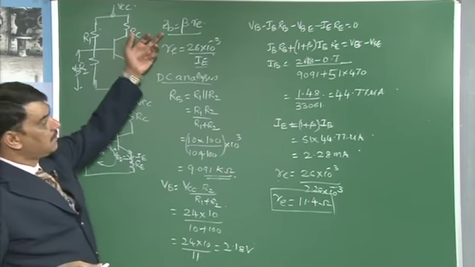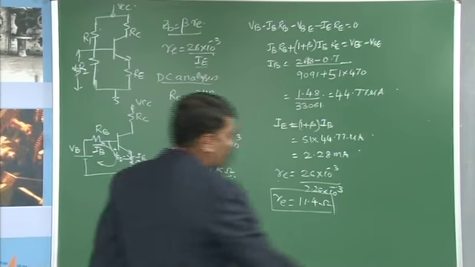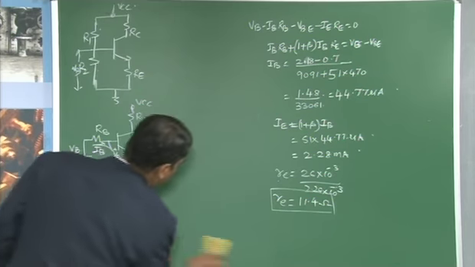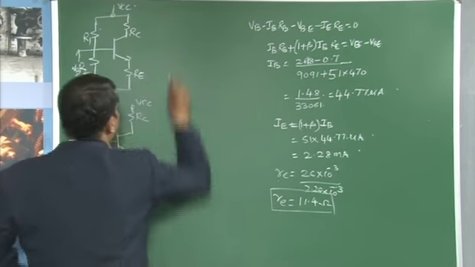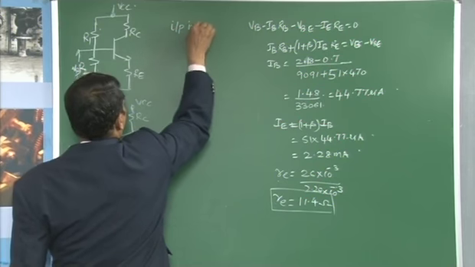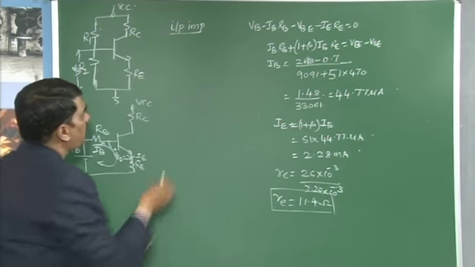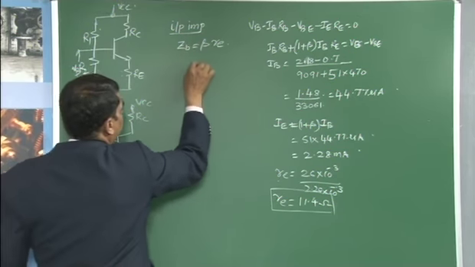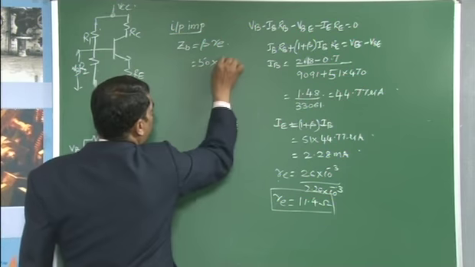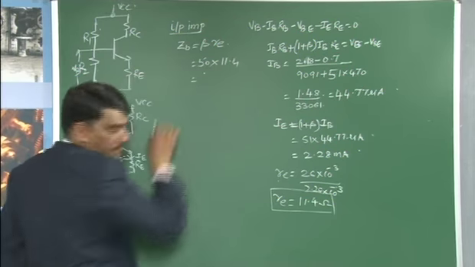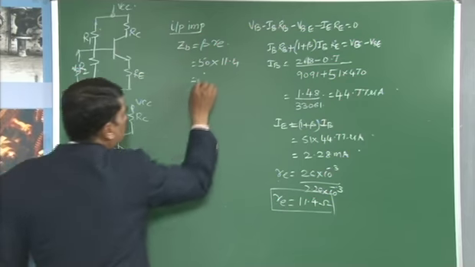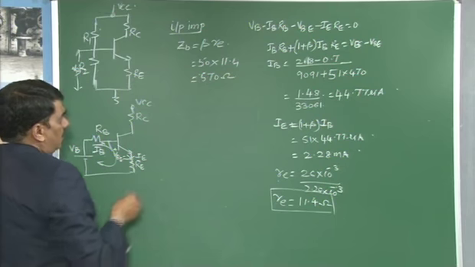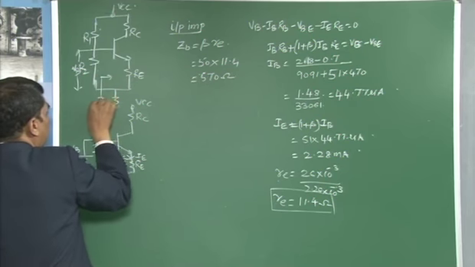Next, we have to find the input impedance, output impedance and voltage gain. Input impedance ZB is equal to beta times re. This is equal to 50 into 11.4. This value is equal to 570 ohms, when you are looking into ZB.